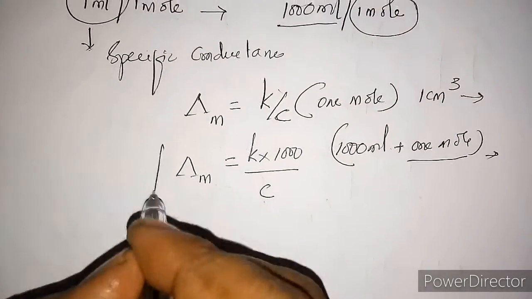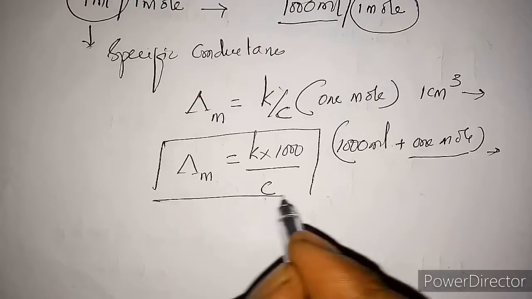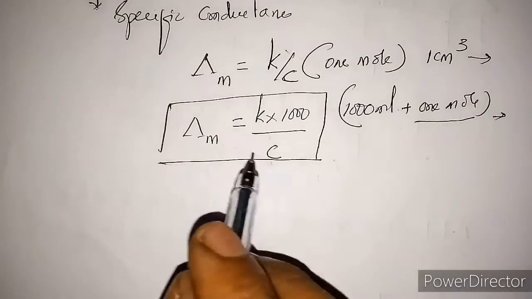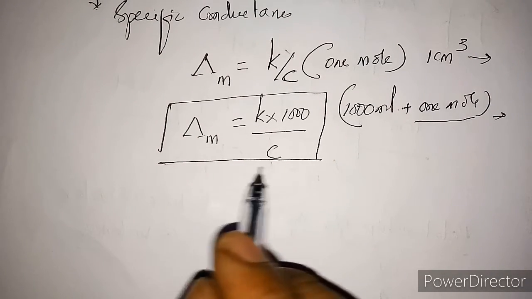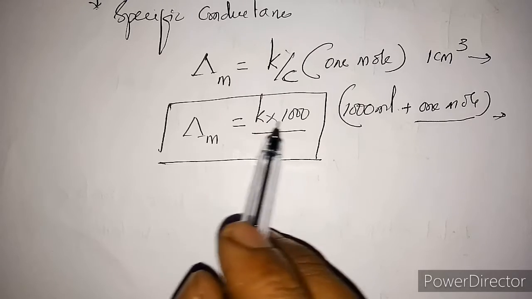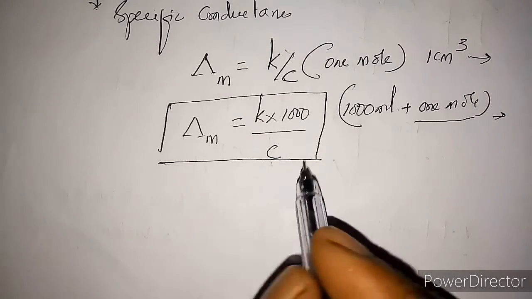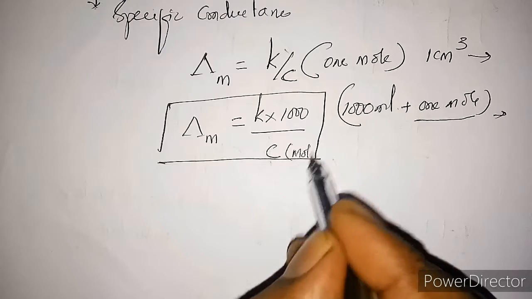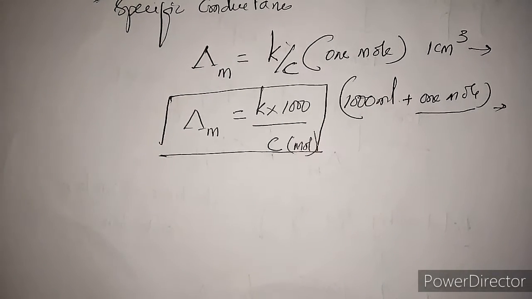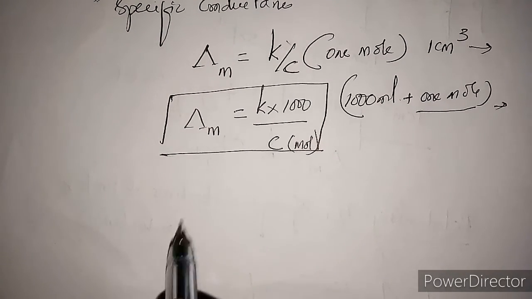Now this is the formula to calculate the molar conductance: molar conductance is equal to kappa into 1000 divided by C, where C is the molarity of the solution.